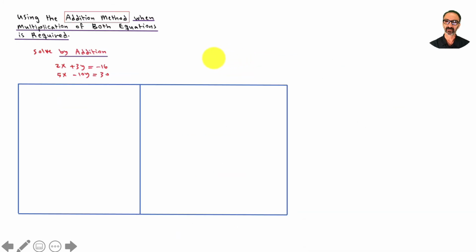Now let's take another one, but this time you need to multiply both equations. 2x, 5x, 3y, minus 10y. They're not even close to being added. It's like I need a common denominator, or a common multiple, the least common multiple. So let's cancel the x's. You could do it either way, of course.